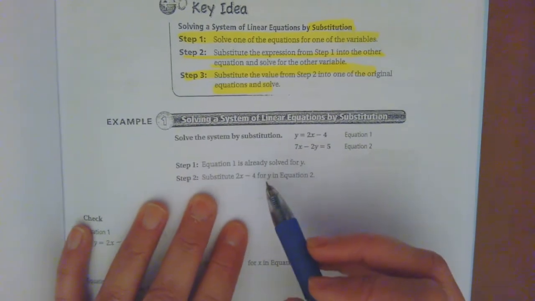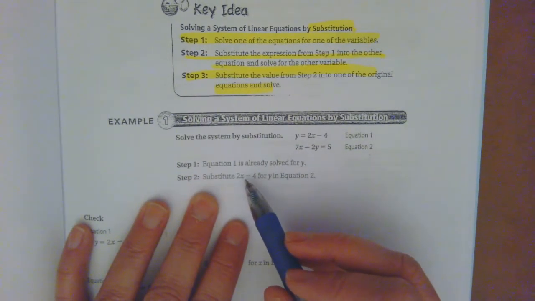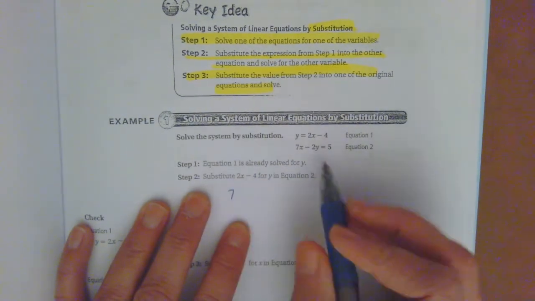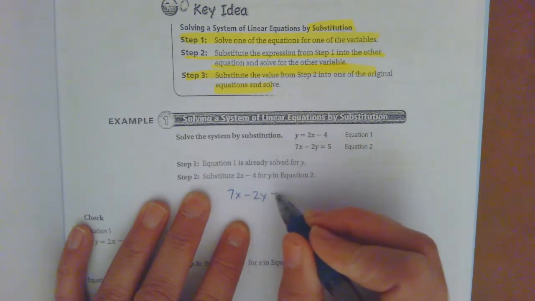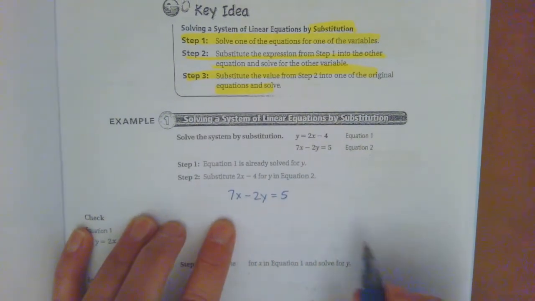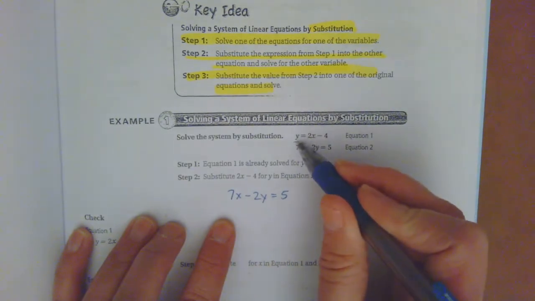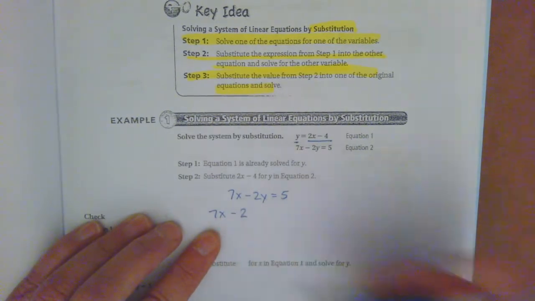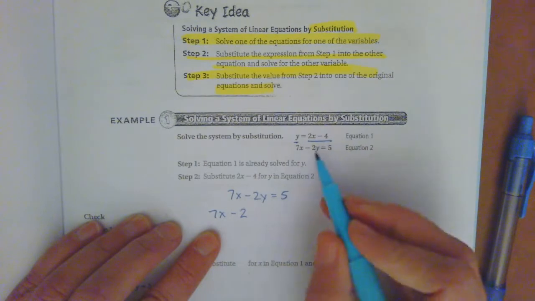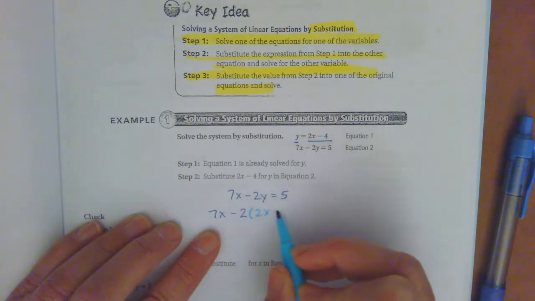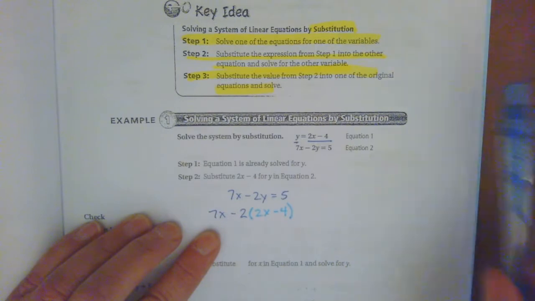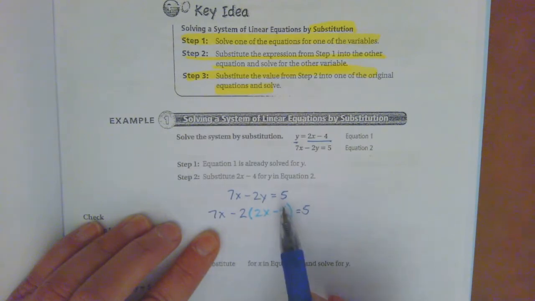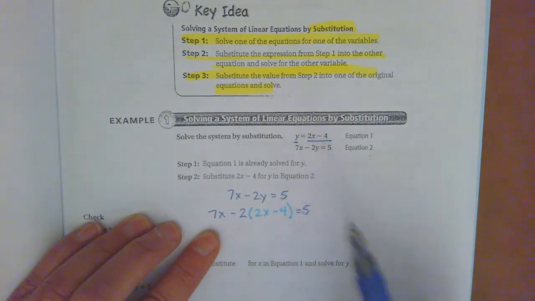So we're going to take and substitute 2x minus 4 for the y in equation 2. So we're going to write 7x minus 2y equals 5. That's equation 2. And we know that y is this. So we're going to take this y out and put that in there. So 7x minus 2 times y. And now we're saying y is 2x minus 4. So we're replacing that, equals 5. Okay, does that make sense? So we just took the y out and we put in this instead.